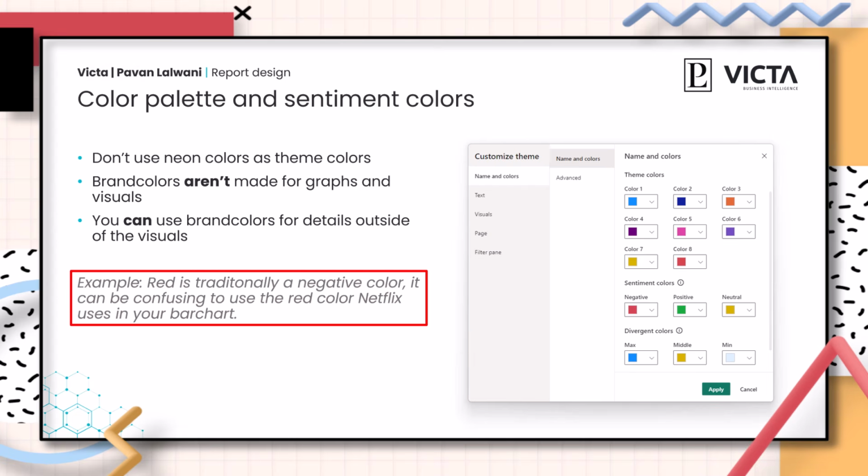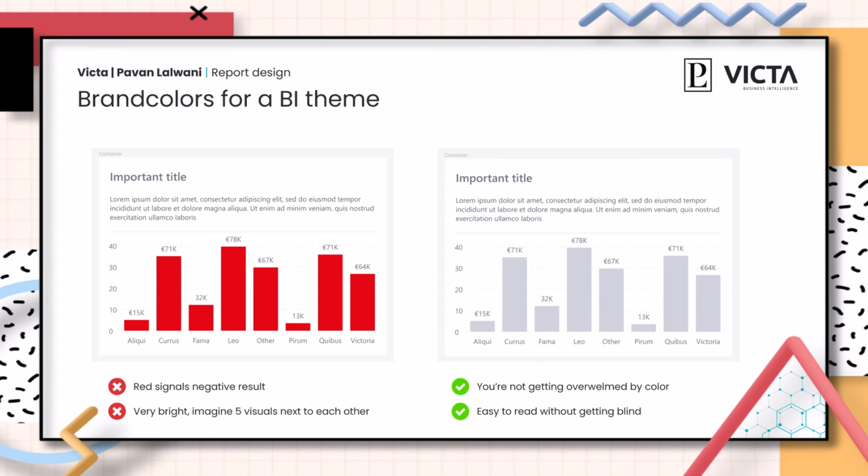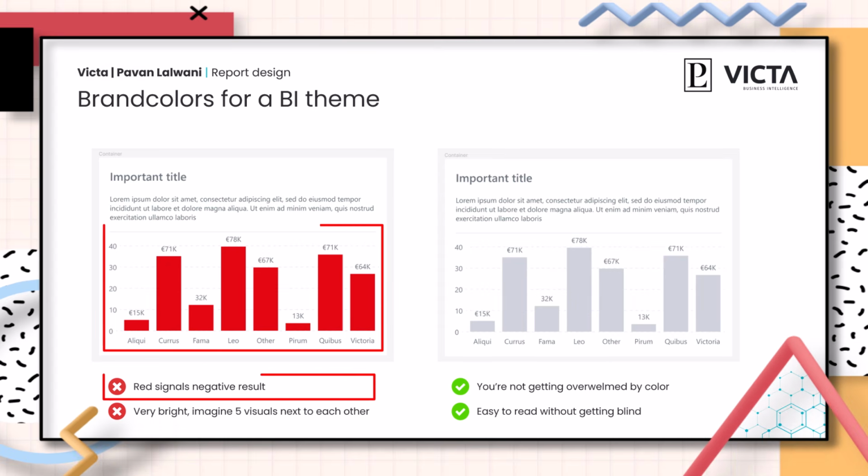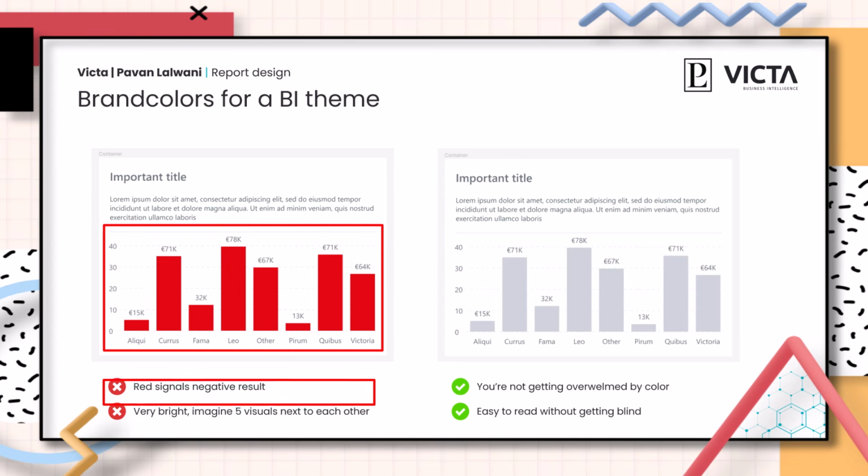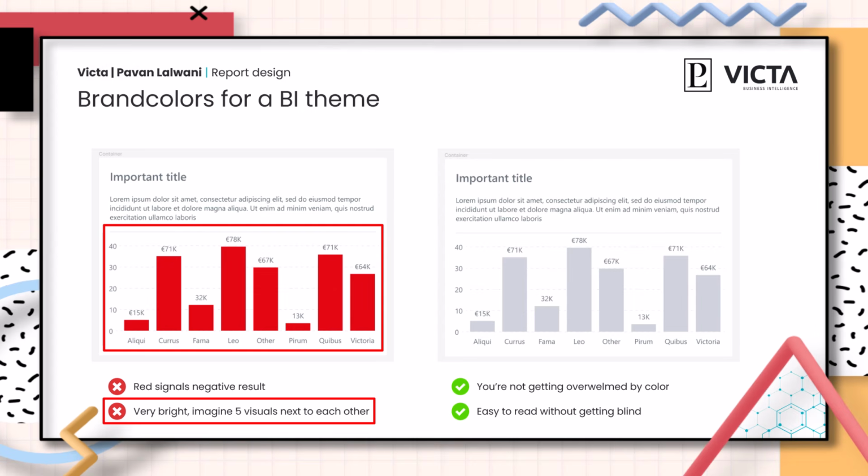In the case of Netflix, for this training, I decided to take some risk. Since this is going to be a dark mode design, we're not going to follow all these rules, and I will show you in a short time. As you can see here, red signals a negative result. It is also a very bright color. Imagine having 5 visuals next to each other with this bright red color.